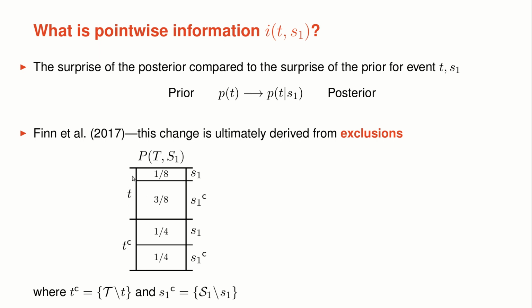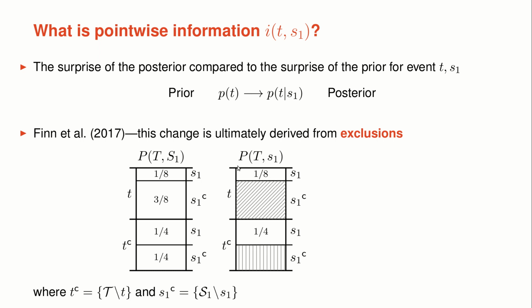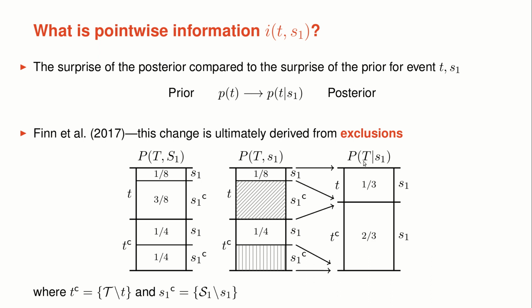So we have some mass associated with event T and some mass associated with the complement of that event. And same for S1. We can now partition with event T and S1, or T and the complement of S1, and the same for the complement of T with S1 or the complement of S1. So if we read off that the event S1 happens, we can exclude any probability mass associated with the complement of that event. And then we can renormalize that to look at the posterior probability of each outcome T given S1.